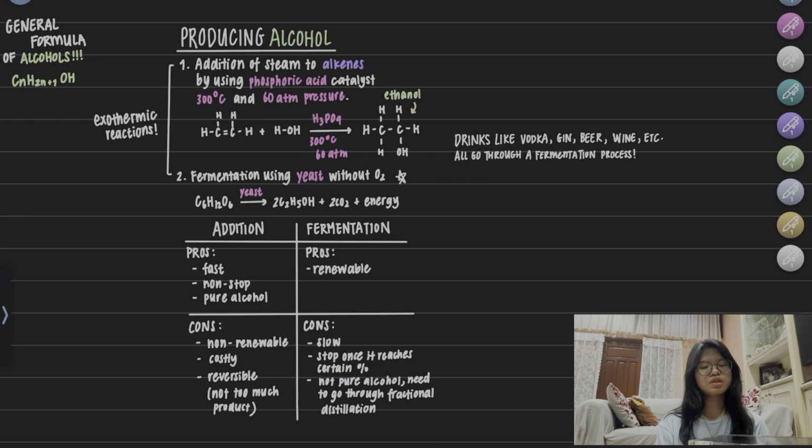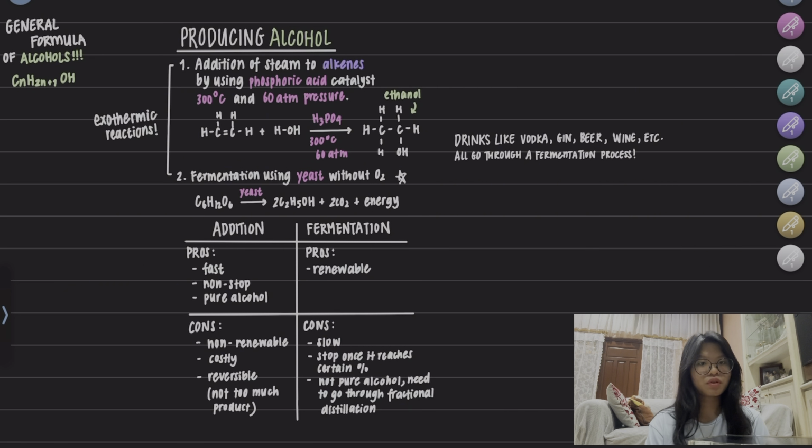So there are a few pros and cons to these two ways of producing alcohol. So the first way, which is addition, the pros are it is fast, non-stop, and it produces pure alcohol. Unlike fermentation, it is quite slow and it stops happening. This reaction stops working when it reaches a certain percentage of the alcohol. So when a certain percentage of alcohol is produced, the reaction stops. And it does not produce pure alcohol, just like what we can see through the equation. It also produces carbon dioxide and energy. And it needs to go through fractional distillation again to obtain the alcohol.